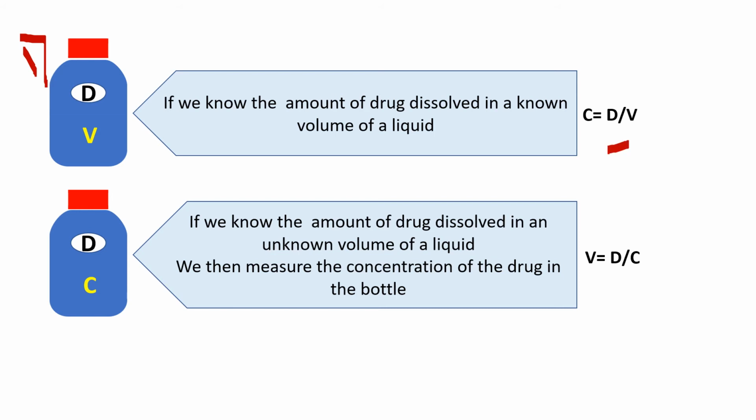But in the second situation, we know the amount of drug dissolved in an unknown volume of liquid. We don't know what exactly the bottle contains, whether 100 ml or 200 ml. In that case, what do we do? We have to measure the concentration of the drug in the bottle. We could determine this by adding a known dose of the drug, stirring, and removing a sample for analysis to determine the drug concentration. That needs to be done in the lab, and that's how we can determine the concentration of the drug in the bottle.